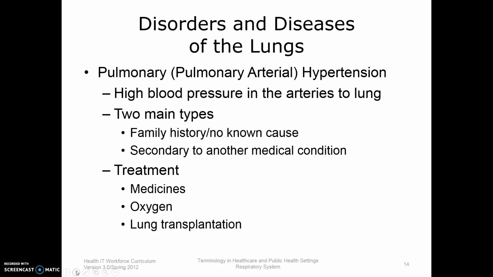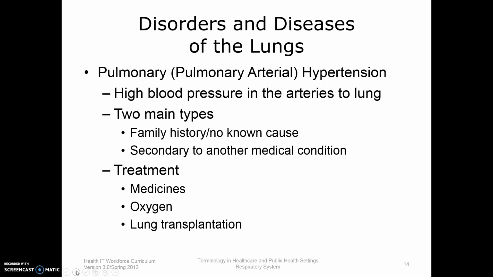The final lung disorder that we'll discuss in this lecture is pulmonary hypertension. Pulmonary hypertension is high blood pressure in the arteries to the lungs. It is a serious condition for which there are treatments but no cure. With pulmonary hypertension, blood vessels that carry oxygen-poor blood from the heart to the lungs become hard and narrow. The heart has to work harder to pump the blood through. Over time, the heart weakens. Patients can develop heart failure.